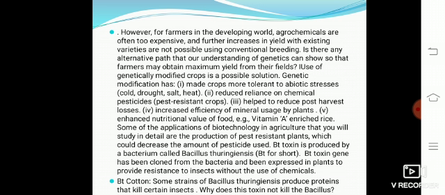Such plant cells are cultured, induced to multiply and differentiate to form plantlets. Another transgenic plant we have to discuss here is Bt cotton. What is Bt cotton? The full form of Bt is Bacillus thuringiensis.